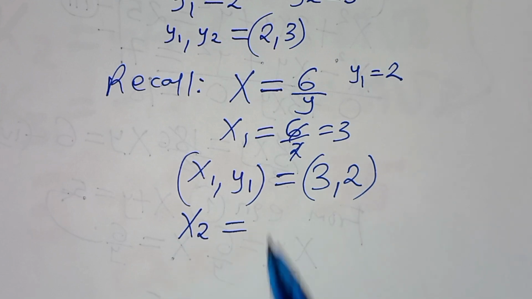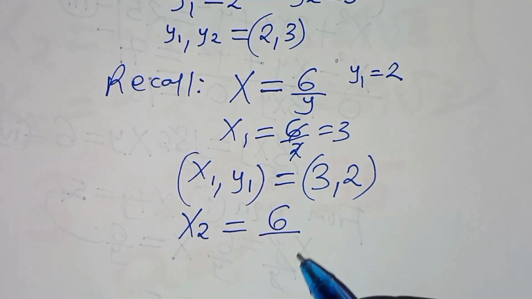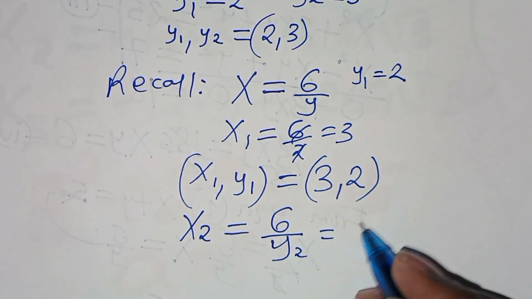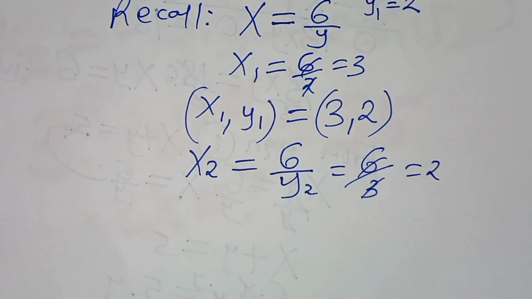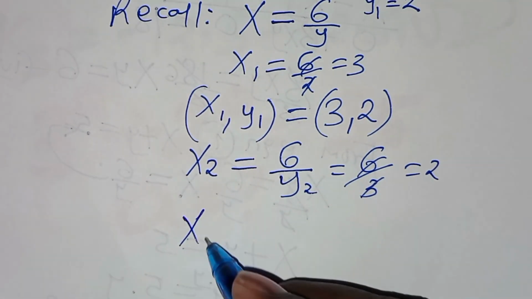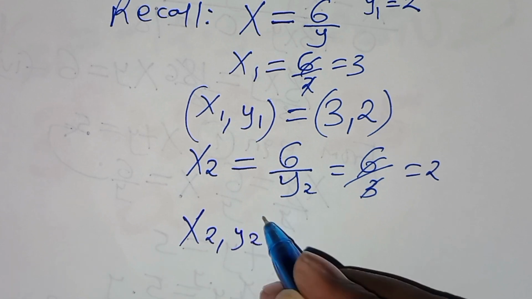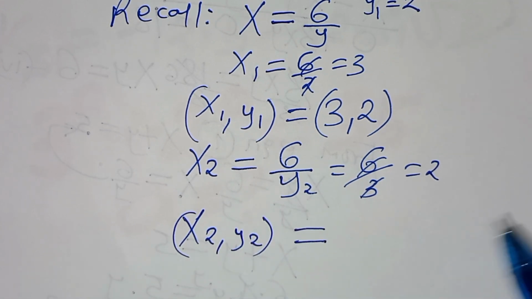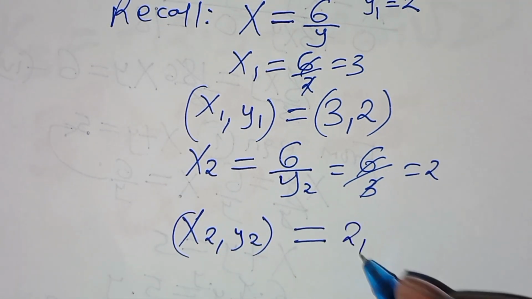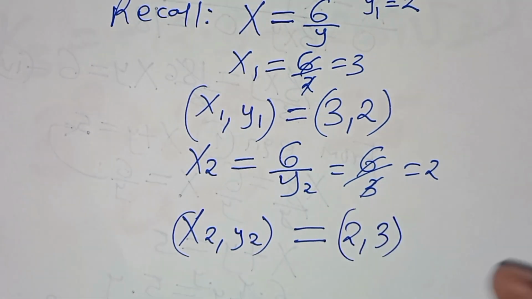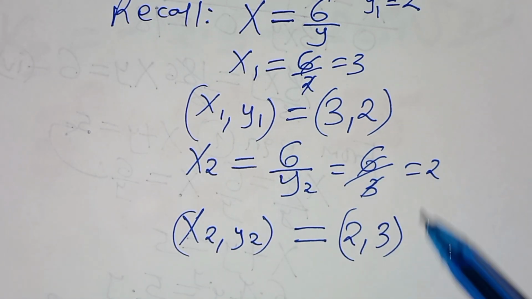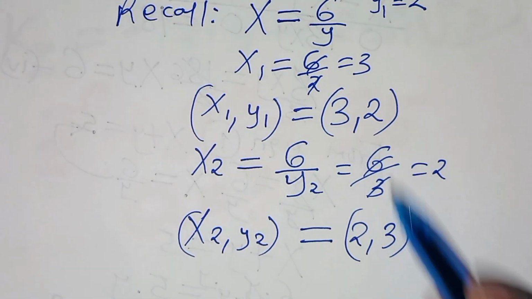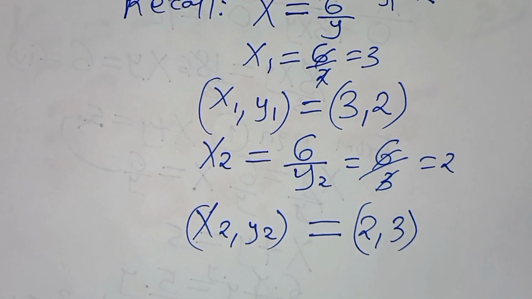So we have x2 is equal to 6 divided by y2. y2 here is 3, so it's 6 divided by 3, and this is equal to 2. And that implies that we have two sets again here, that is (x2, y2), which is equal to (2, 3). So we have two sets of solutions here, and we need to test which of these two solutions satisfies the equation.